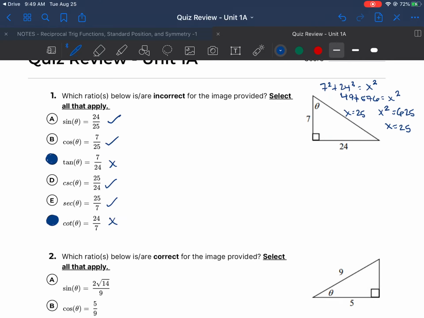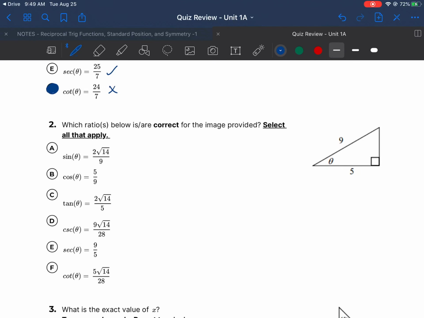All right. Number 2 is a very similar problem. We're going to work through this one a little bit more quickly, but this time we're selecting all the ratios that are correct. So once again, we need to go ahead and figure out what our hypotenuse is going to be.